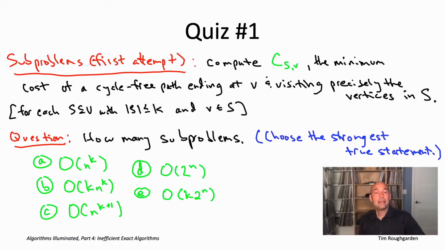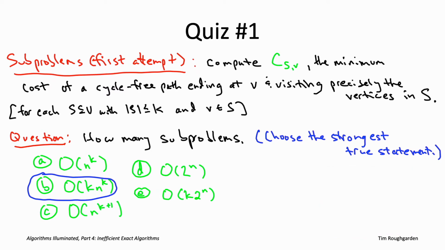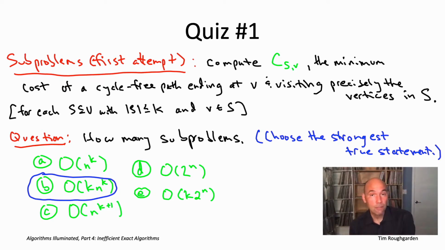So the correct answer is the second one. The strongest of these bounds that's correct is big O of k times n to the k. The bound is the product of two terms corresponding to the two parameters indexing the subproblems. So the k, of course, just comes from all the different choices of v. So for a given capital S, there's at most k choices of little v. So that's where the k comes from.